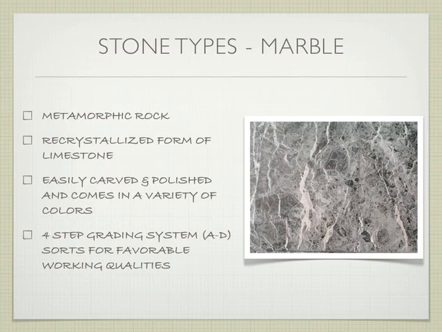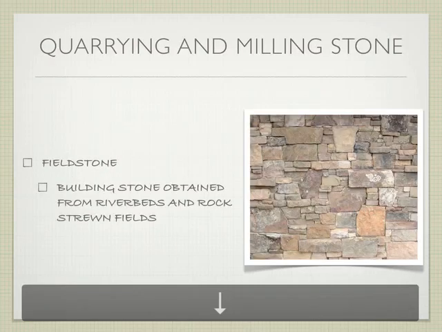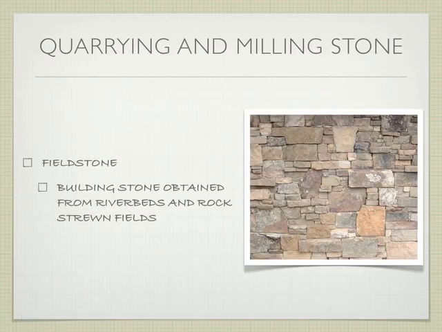There are 4 steps to grading it from A to D that sorts for favorable qualities in the marble. Marble can be relatively inexpensive to very, very expensive, depending on the grade and the quality of the marble. It again comes in a variety of colors. The ones that I passed around, we have one white that's kind of a Carrara marble look. That's very Italian marble. The other one that I passed around is a different color. It can be green. It can be blue. There's again a variety of options that are out there.